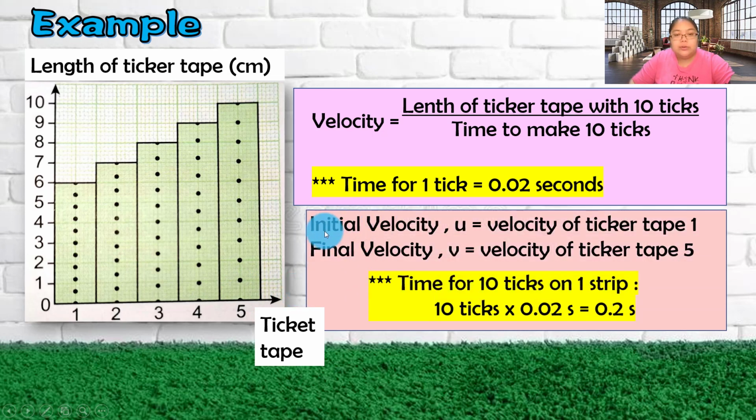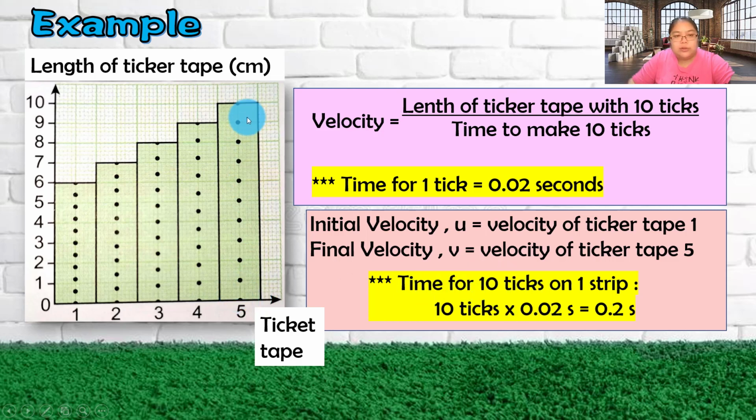Okay, if I go to the initial velocity, it means the first strip. So the velocity for ticker tape number 1, this one we call the initial velocity. If I say final velocity, it means you need to find the last strip, the last one. So here is the velocity of ticker tape number 5. So now you're going to see the time for 10 ticks.